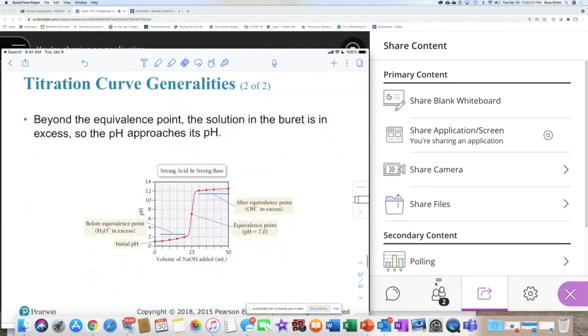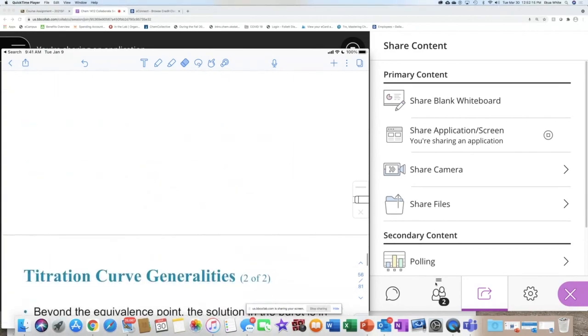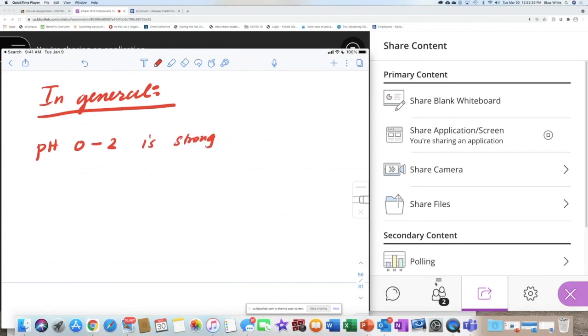Okay. So let me give you guys a little clues in helping you remember how to judge a strong base and a strong acid as we're going to be doing next. I'm going to give you some generalities. So in general, that means there are exceptions, right? In general, a pH of 0 to 2 will be classified as strong acid.